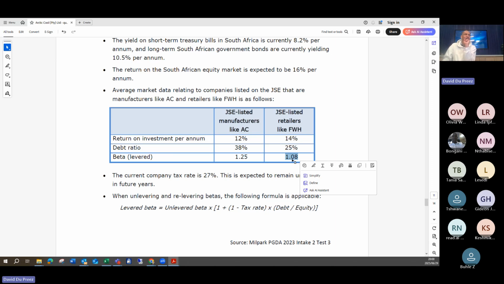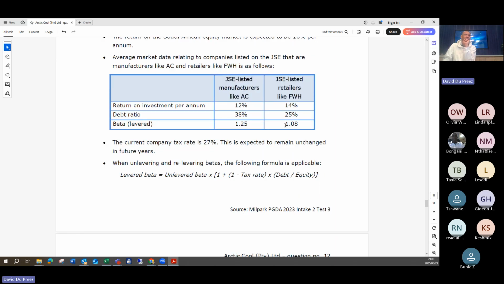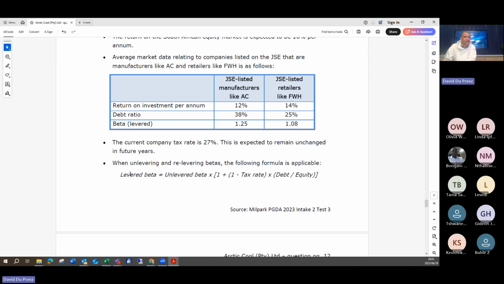So when you substitute here, you put this 1.08 as your levered beta, because that's what this is. The unlevered beta becomes your unknown, which means this whole part of the formula that is given here, divide by that and bring it across. Because now you can work out the unknown, and that gives you the answer to the question. Does that explain it?